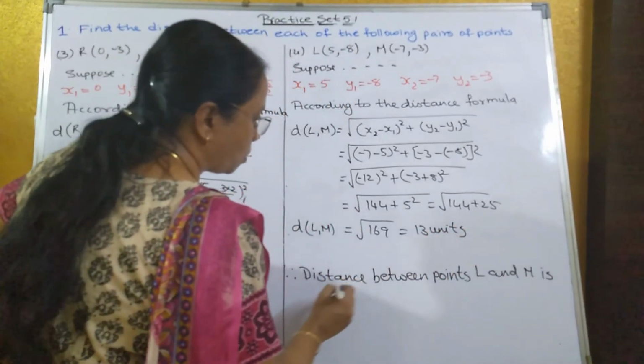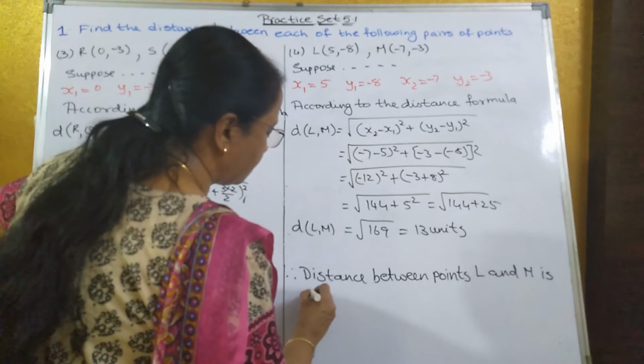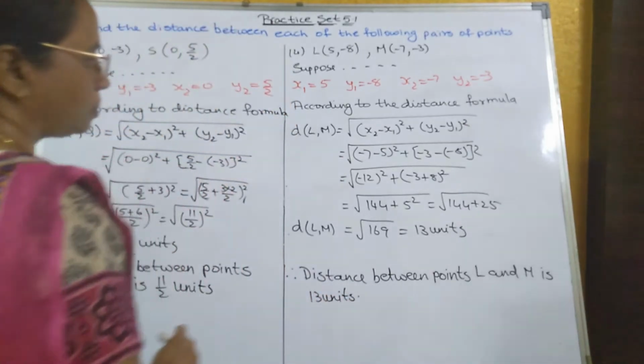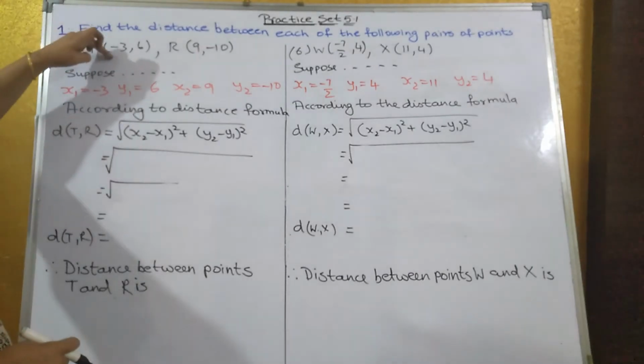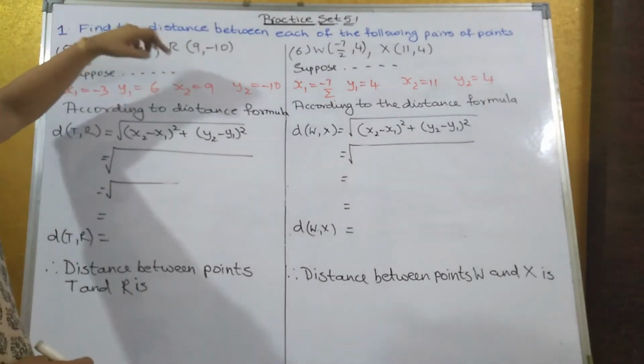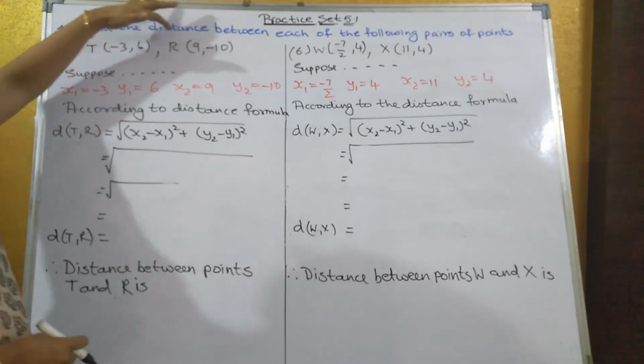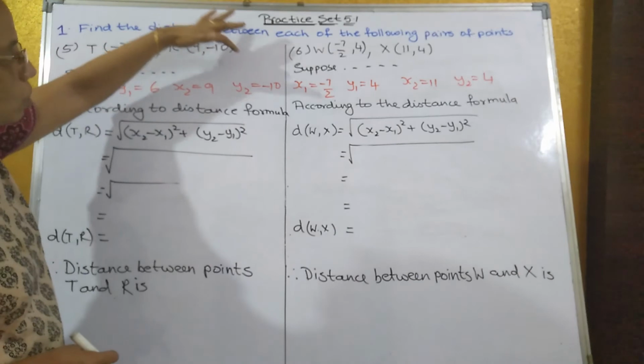So distance between points L and M is how much? 13 units. Number 5, T is given minus 3, 6, R is given 9 and minus 10. So x1 is minus 3, y1 is 6, x2 is 9 and y2 is minus 10.